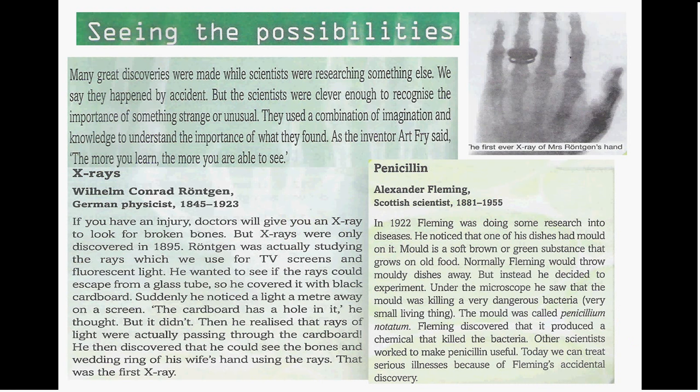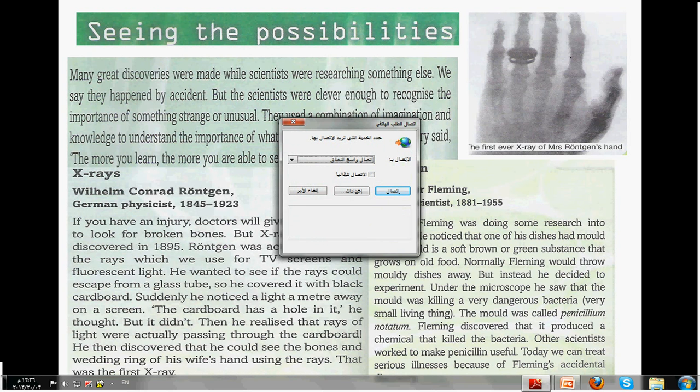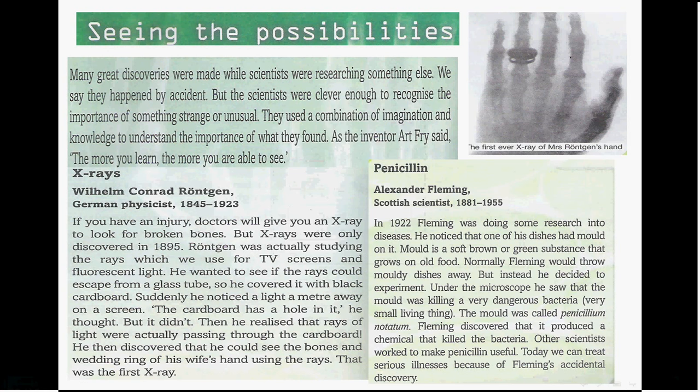X-rays, Wilhelm Conrad Röntgen. If you have an injury, doctors will give you an X-ray to look for broken bones. But X-rays were only discovered in 1895. Röntgen was actually studying the rays which we use for TV screens and fluorescent light.